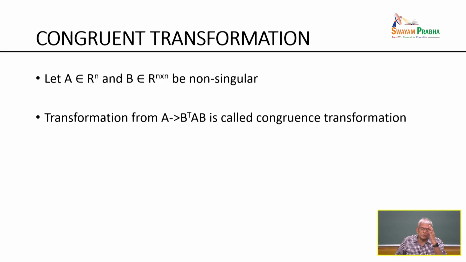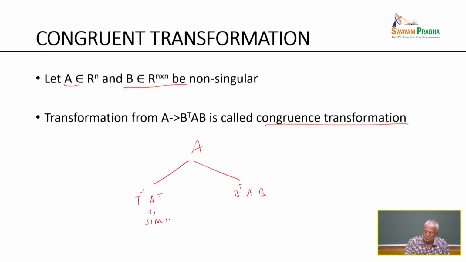The other transformation is called congruence transformation. If A and B are two non-singular matrices, the transformation of A equal to B transpose AB is called a congruence transformation. So, two things now. A, T inverse AT, B transpose AB. This is called similarity transformation. This is called congruent transformation.